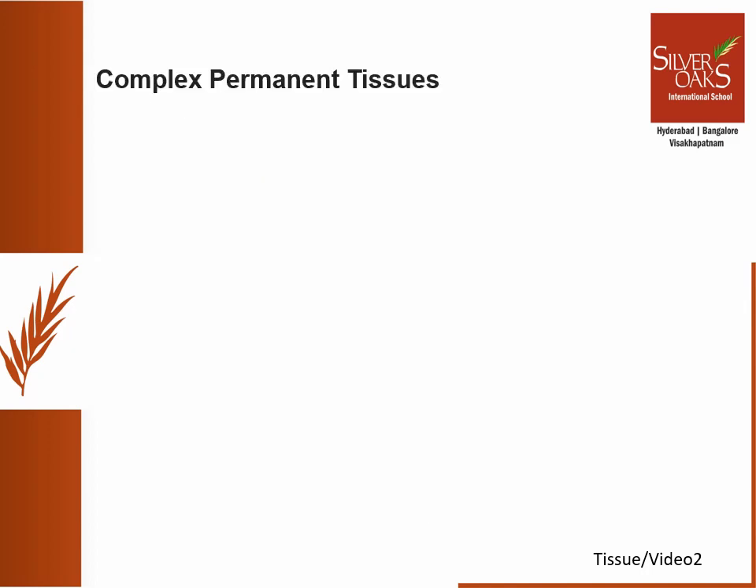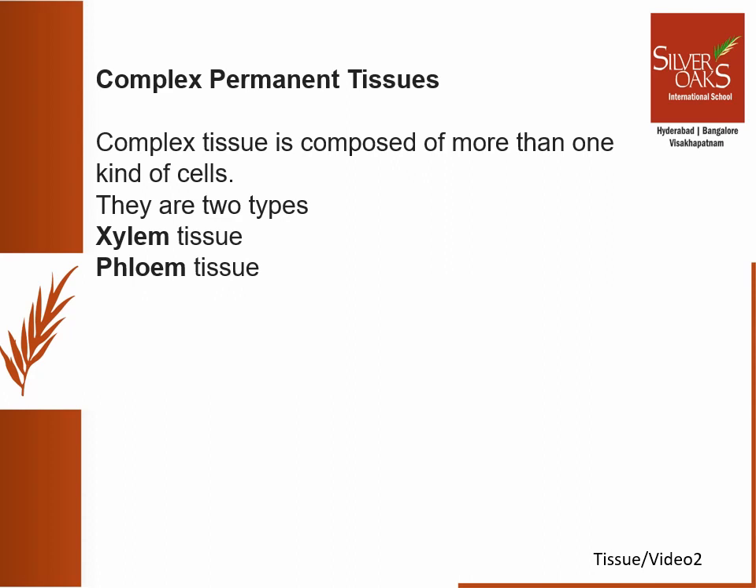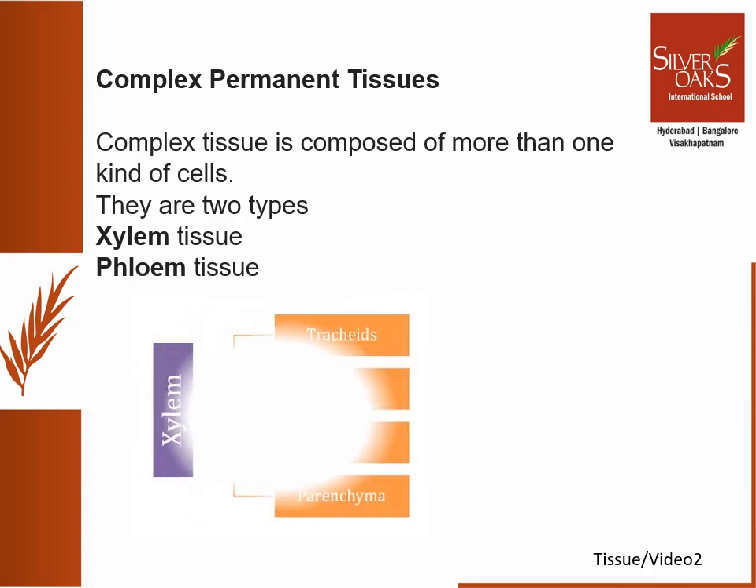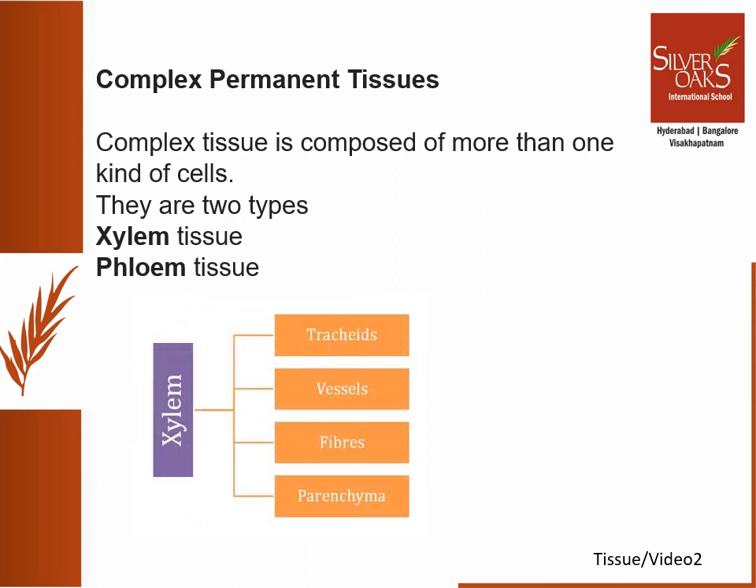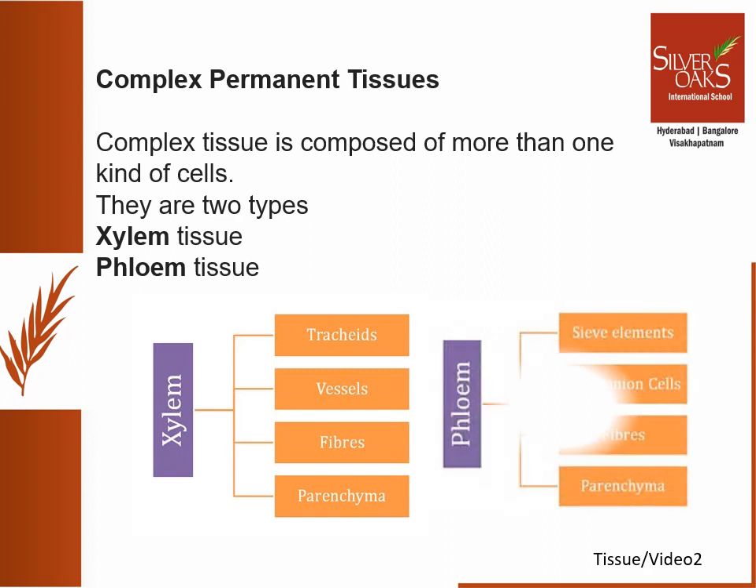Now, let us learn about complex permanent tissues. The complex tissues are made up of more than one type of cell, and all these cells coordinate to perform a common function. The two types are the xylem tissues and the phloem tissues. These both are conducting tissues and constitute a vascular bundle. The xylem tissue consists of tracheids, vessels, fibers, and parenchyma. The phloem tissue consists of sieve elements, companion cells, fibers, and parenchyma.